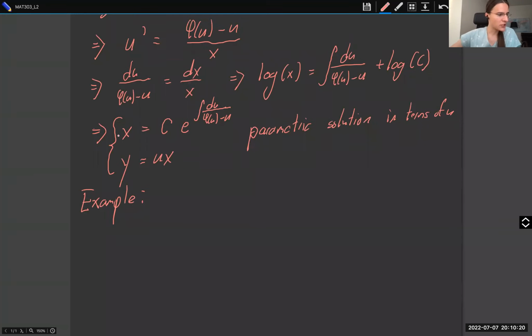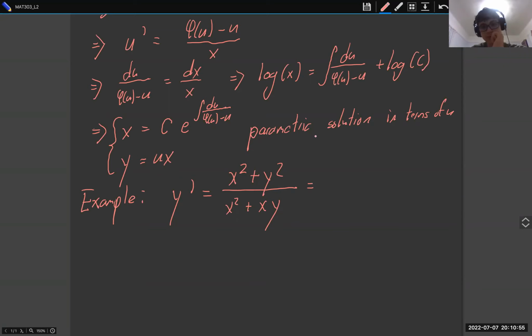And the example that we're going to do, and this is going to be my last example for today, is the equation y prime is equal to x squared plus y squared divided by x squared plus xy. So first off, I want to see that this is a homogeneous equation. In order to do that, I divide the top and bottom of this fraction by what? Let's say x squared. Yeah, because I'd like to have the ratio y over x.